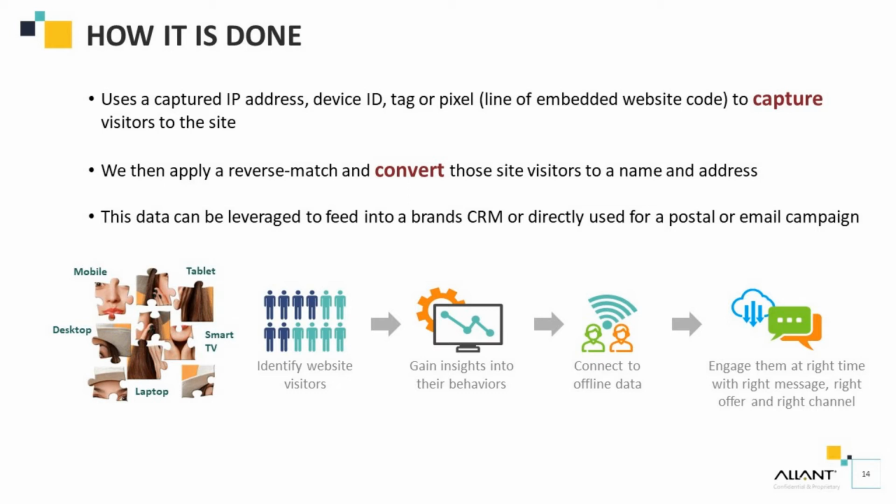How does it work? It uses captured IP address, device ID, tag or pixel, which is just a line of embedded website code, to capture visitors at that digital touchpoint. We then apply a reverse match and convert those site visitors to name and address. This data can then be leveraged to feed into brands' CRM or directly used for postal, digital, or email campaigns.